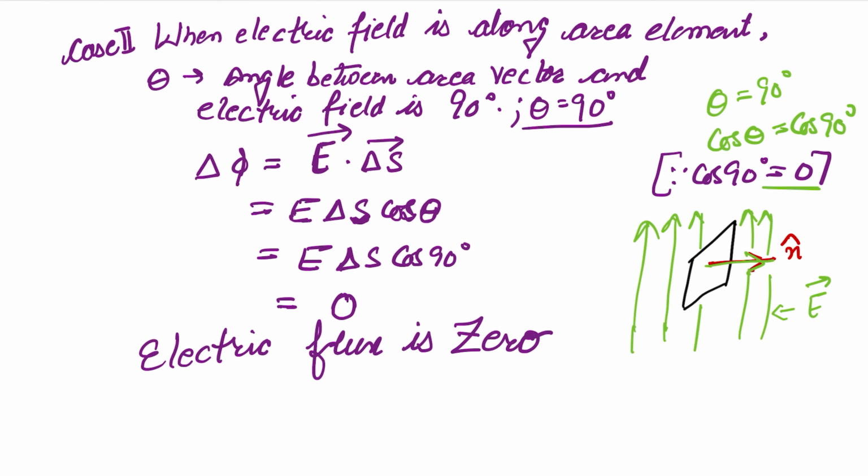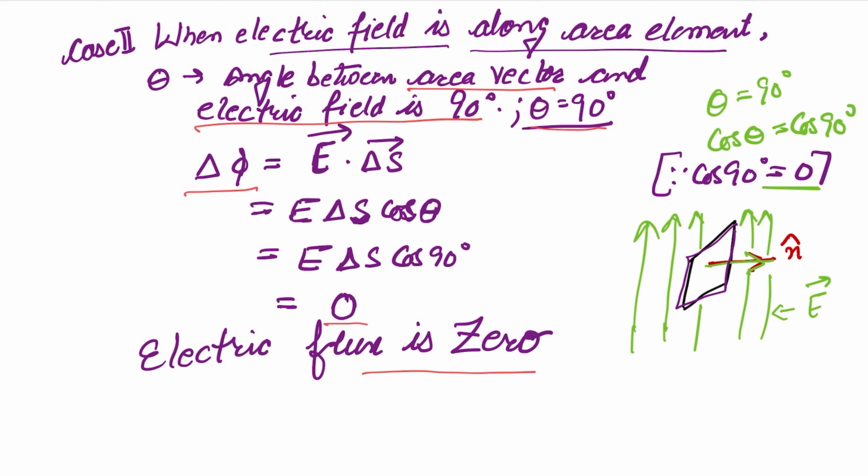In the second case, when the electric field is along the area element, the angle between the area vector and the electric field is equal to 90 degrees. Theta equal to 90 degrees means cos 90 degrees in the expression of electric flux, and cos 90 degrees is equal to 0. So delta phi will automatically become equal to 0. Electric flux is 0 when you orient your electric field lines and the area element parallel to each other.